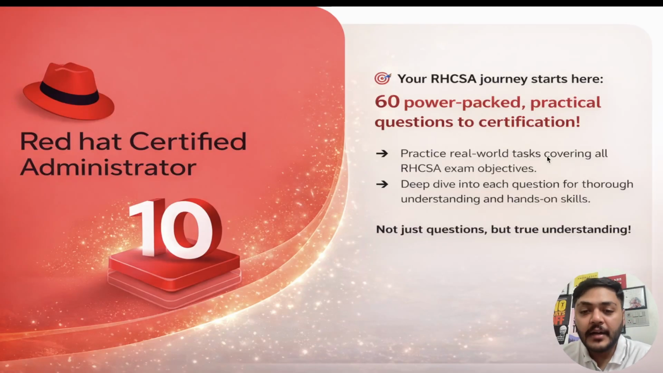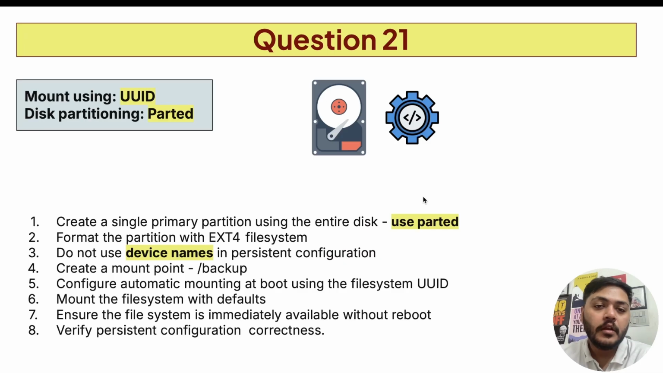So let's continue our RHCSA journey of 60 power path practical questions to achieve your RHCSA exam. Today our question number 21 is based on persistent mounting. We are going to mount our file system persistently, but instead of using the device name, we are going to use UUID, and for partitioning, we are going to use the parted utility instead of fdisk.